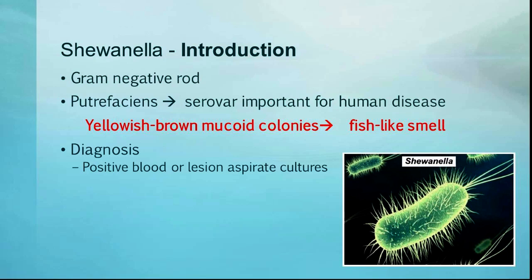Shewanella is another gram-negative rod, and putrefaciens is the only serovar that's very important for human disease. Among Shewanella species, there's another species, Shewanella algae, which doesn't tend to cause human disease a lot. They form yellowish-brown mucoid colonies, and they have a fish-like smell, and that's why they're called putrefaciens. The diagnosis is usually by blood or lesion aspirate cultures.